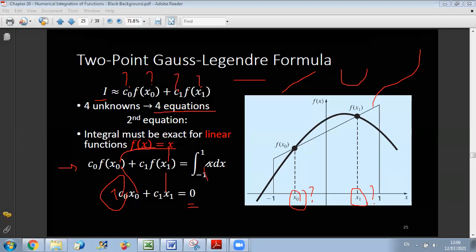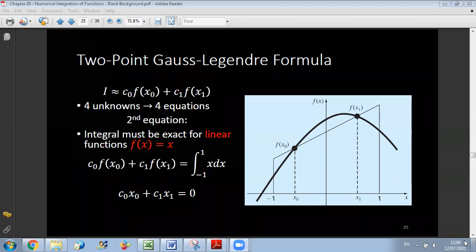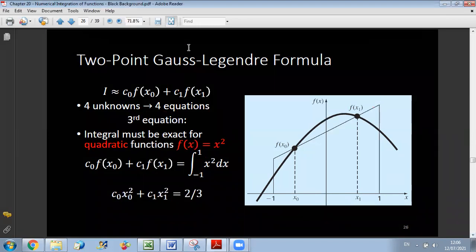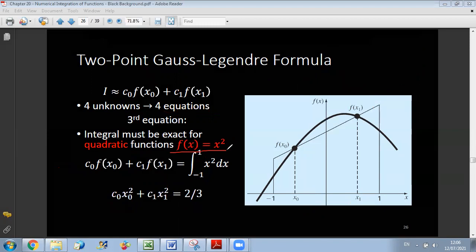Now keep in mind that we are doing these conditions for an interval of -1 to 1, but of course we can generalize this result, as you will see together in the coming slides. Whatever the interval is, I can use this method. We'll see how. So this is the second equation. The third equation is obtained by imposing that the integral of a quadratic function of the form x squared gives the exact value by doing c0 f(x0) plus c1 f(x1). All we have to do is replace f(x0) by x0 squared and f(x1) by x1 squared and integrate from -1 to 1 of x squared dx, which gives us 2 over 3.